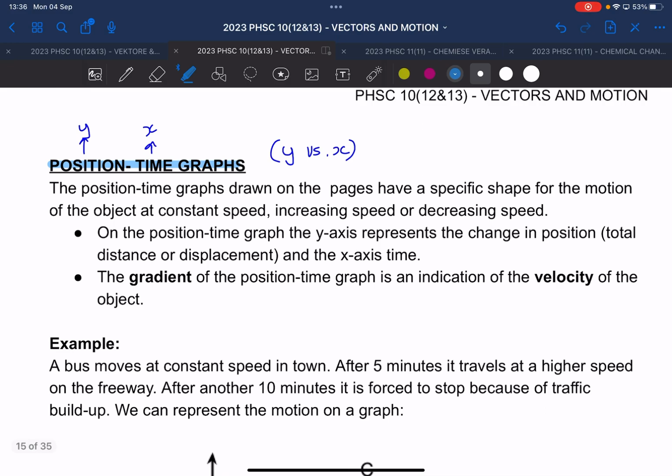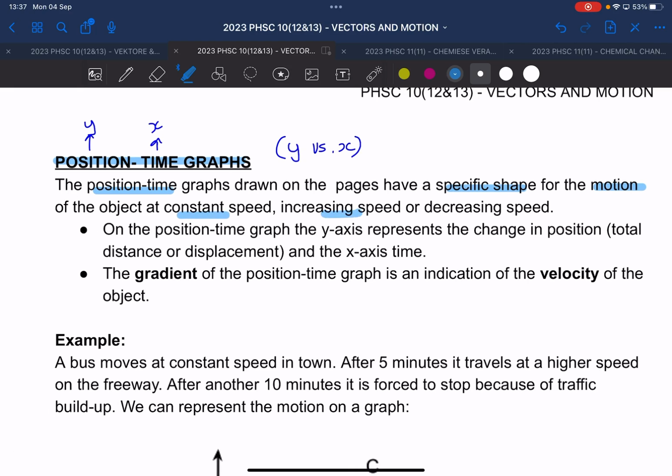It says there, position-time graphs drawn on the pages have a specific shape for a specific motion. Okay? Motion like constant velocity or increasing speed or decreasing speed. On the position-time graph, the y-axis represents the position, and the x-axis represents the time. That's what we just said.